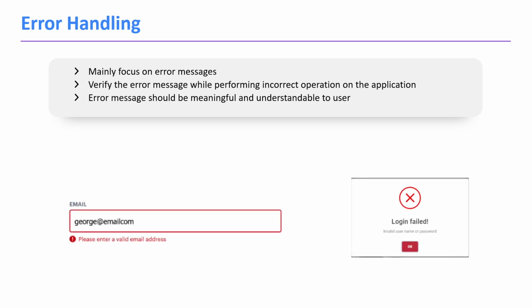As you can see on the screen, I have put two examples. If the user enters an incorrect email address, it will display a proper message like please enter a valid email address. Another example: if the user enters an invalid username or invalid password, then based on that the second error message will display.